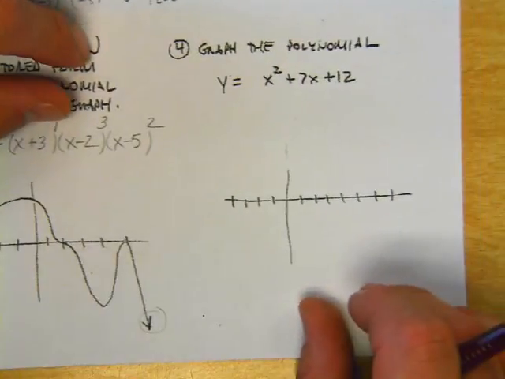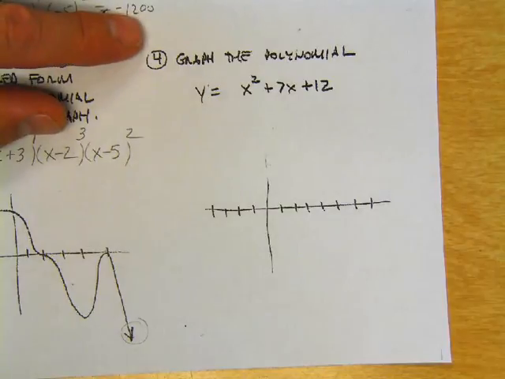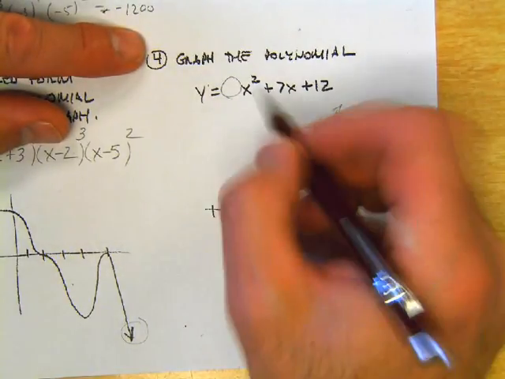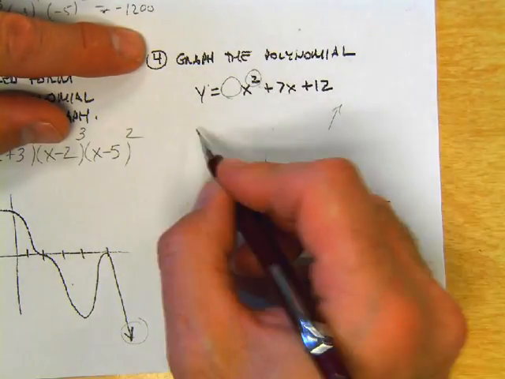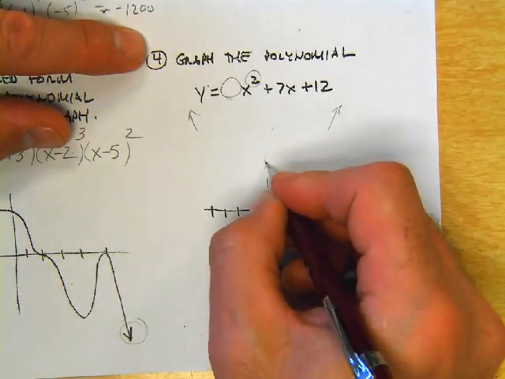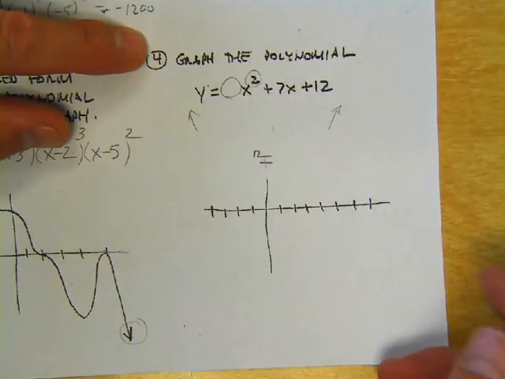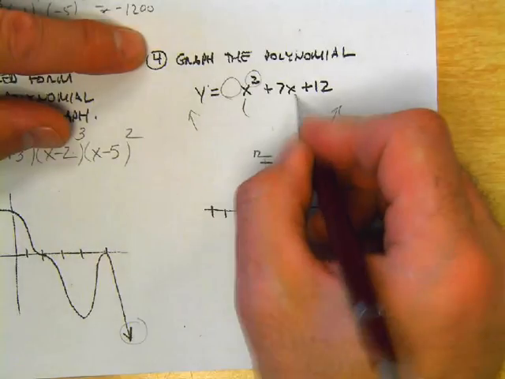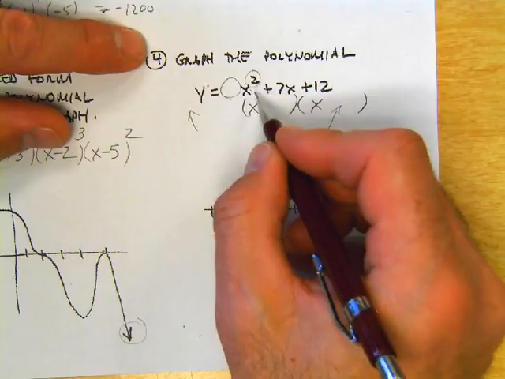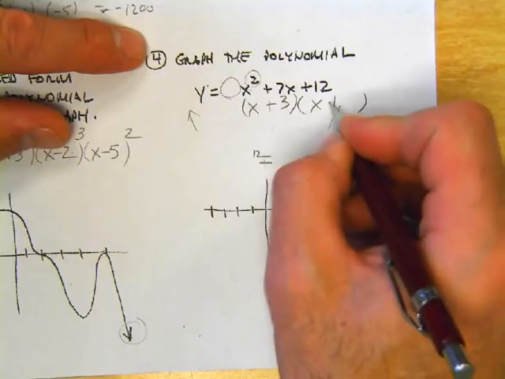The last question says graph the polynomial. Well, this one's in standard form, so right away we know right hand up, the degree is even, so the left hand is the same, and we know that the y-intercept is at 12. We don't know the x-intercepts though, but we could factor this. X times x is x squared, two numbers that multiply to 12 and add to 7, plus 3 plus 4.